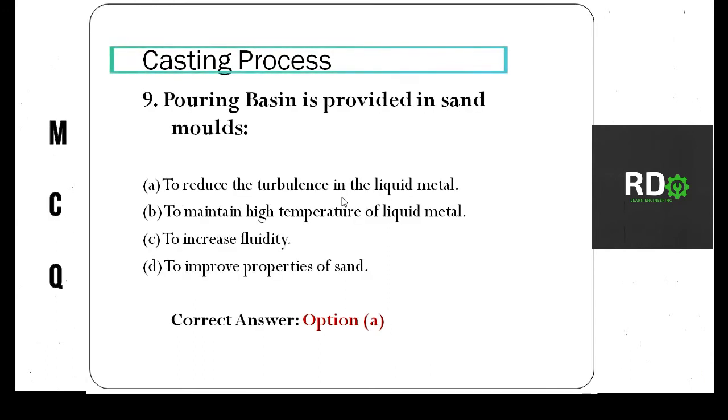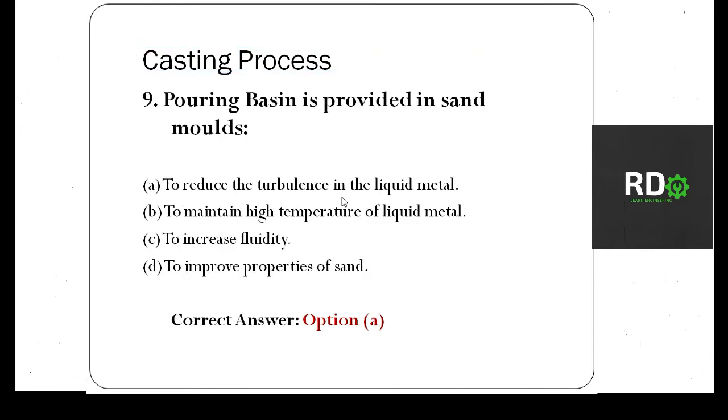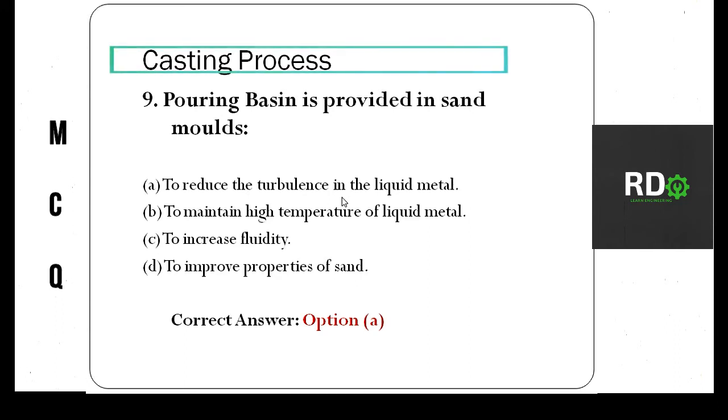Pouring basin. Okay, so pouring basin is used to smoothen the flow of the molten liquid into the casting. If you see, pouring basin is provided in sand mold to reduce the turbulence. The option A, turbulence of the liquid metal or the molten metal.